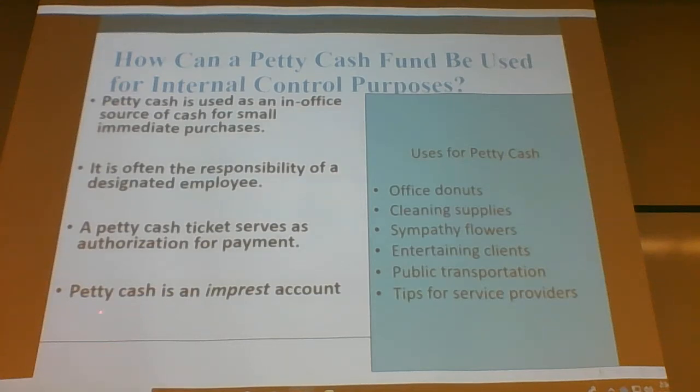And then finally it says petty cash is an imprest account. What that means is we replenish petty cash as we use the money in the account. The money only goes out for business purposes, and when it is replenished, it is strictly for the purpose of bringing it back to whatever amount we had initially set up for the account. Maybe it's $100, $200, whatever the case may be.